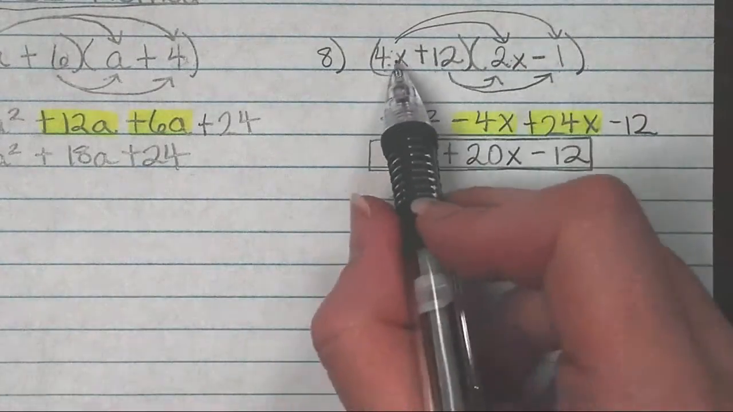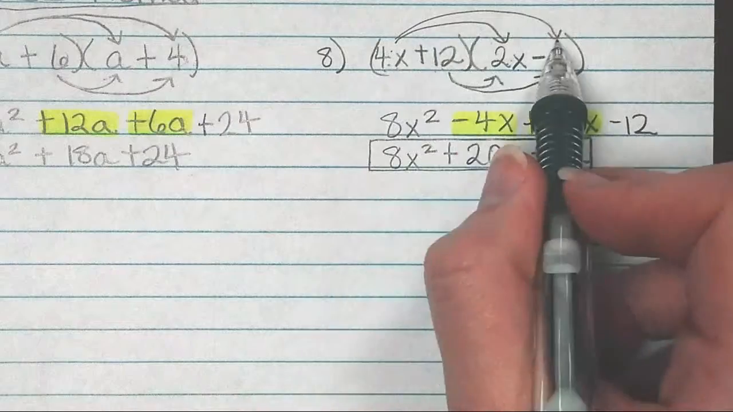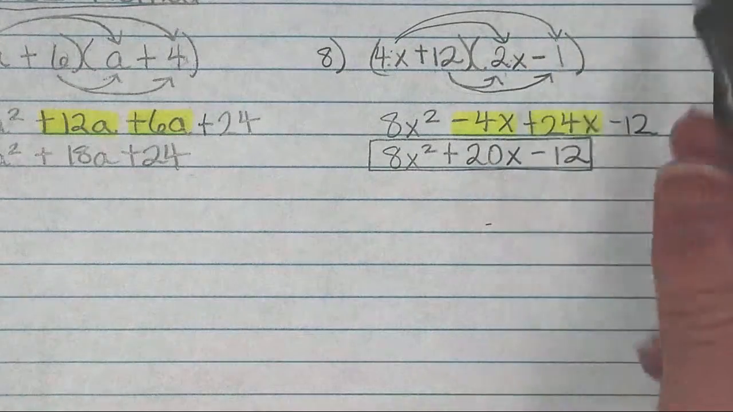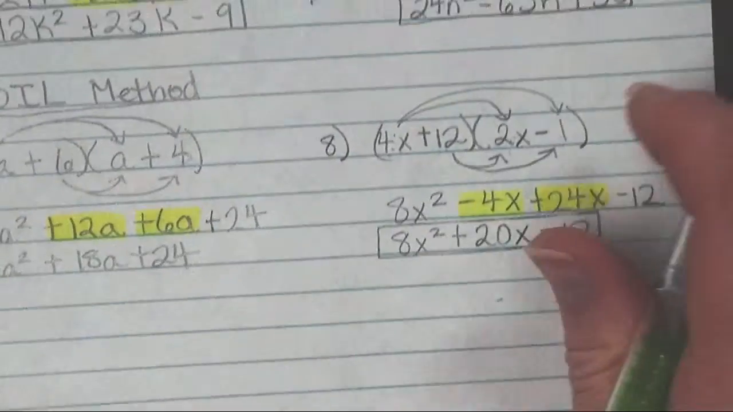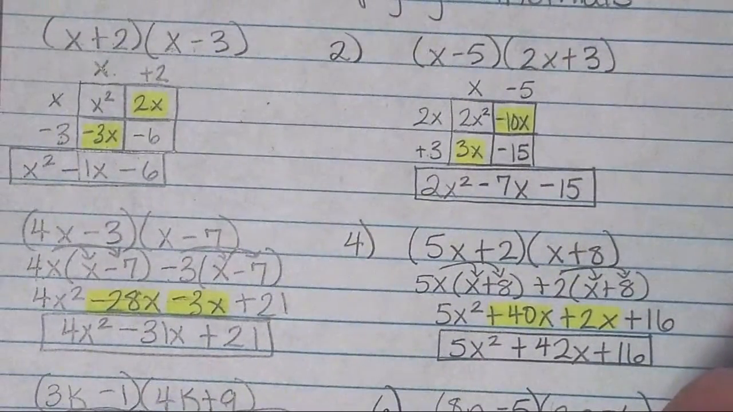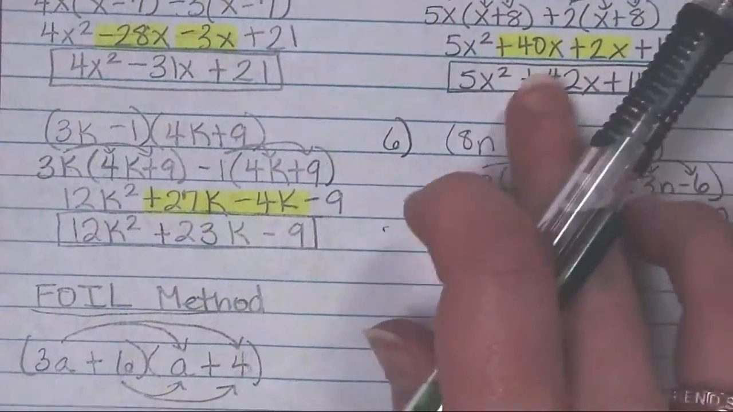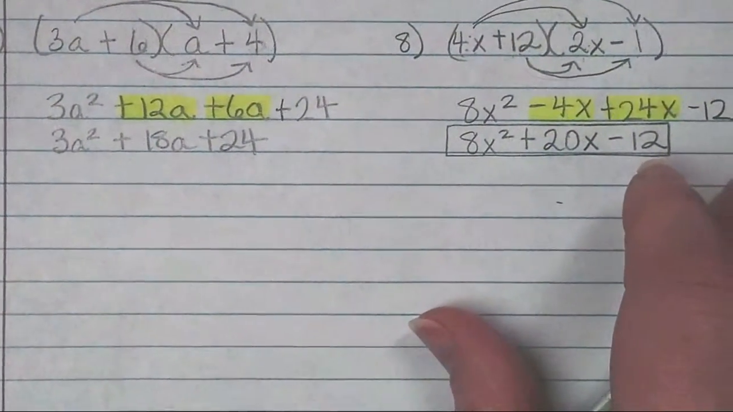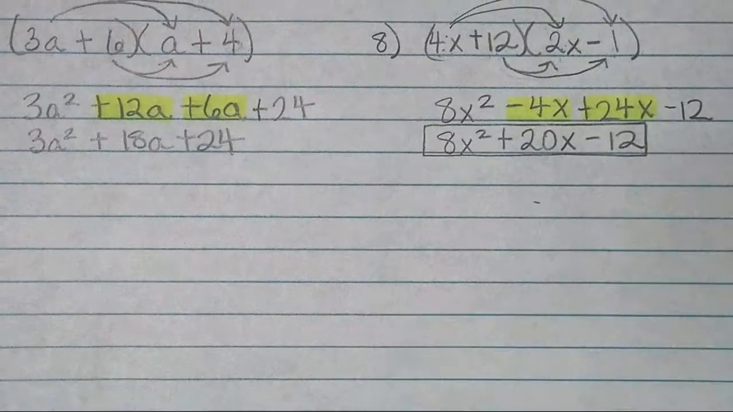So you're still distributing, like you're doing the 4x times the second binomial and the 12 times the second binomial. So it doesn't matter which method you use. You could use that box method from the very beginning. You can use this method here, or you can use the FOIL method. Okay? Let's do 2 more.